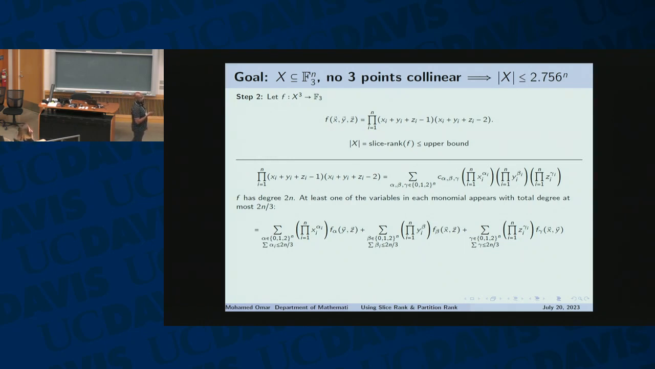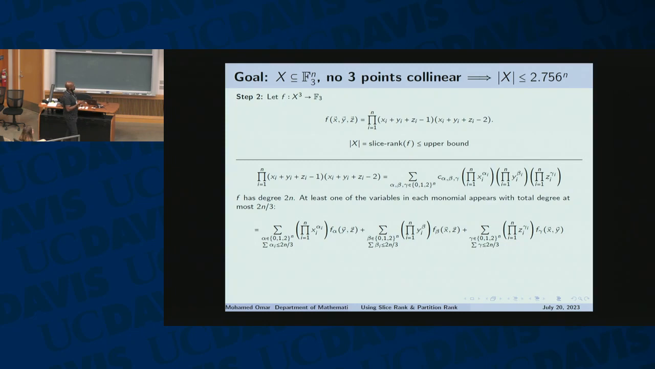There's something confusing. You say at least one of the variables appears with total degree at most 2n over 3. Do you mean one of the vectors? Yeah, so right. The question is whether it's confusing what I mean by total degree at most 2n over 3. What I mean is the vector variables. So when I say monomial, I mean actually a bold-faced monomial x in the xi's, yeah.